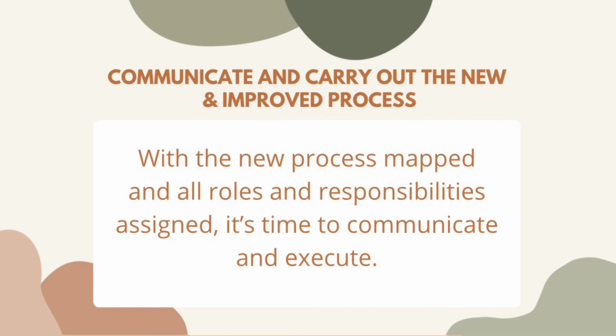Number 5. Communicate and carry out the new and improved process. With the new process mapped and all roles and responsibilities assigned, it's time to communicate and execute. Even if your team members have seen the newly mapped process, it's critical to communicate the plan to carry it out and ensure everyone is on the same page. It's also important that you have buy-in from the entire team on the new process. Even if a single team member is resistant, you could experience a snag in the execution phase.